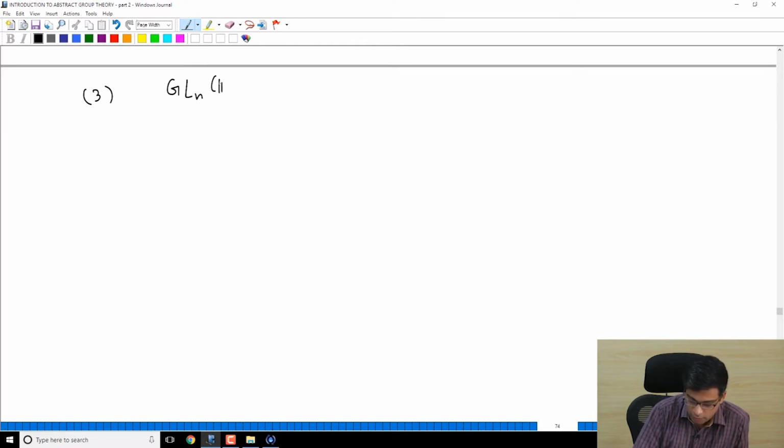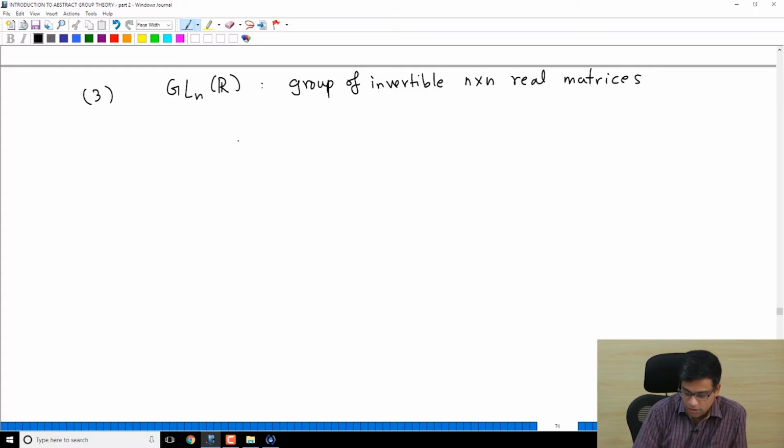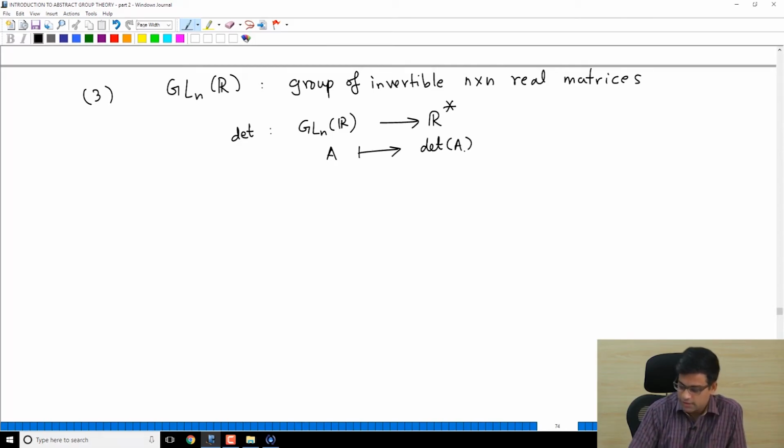Remember, GLnR is the group of invertible n by n real matrices. Consider the map from GLnR to R star, the non-zero reals, the determinant map. So a matrix A goes to determinant of A. Because A is invertible, determinant of A is non-zero and it's a real number, so it's in R star, and it's certainly a group homomorphism that we have remarked earlier.